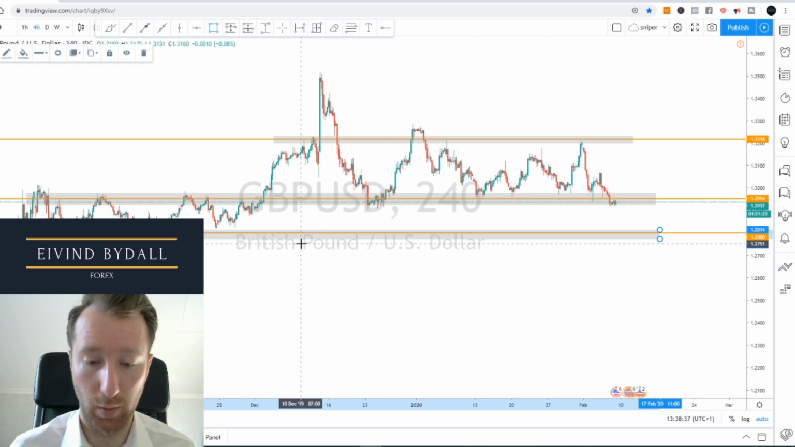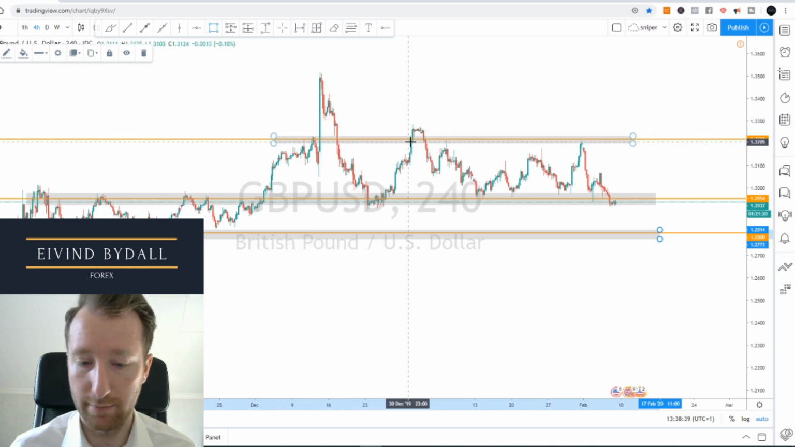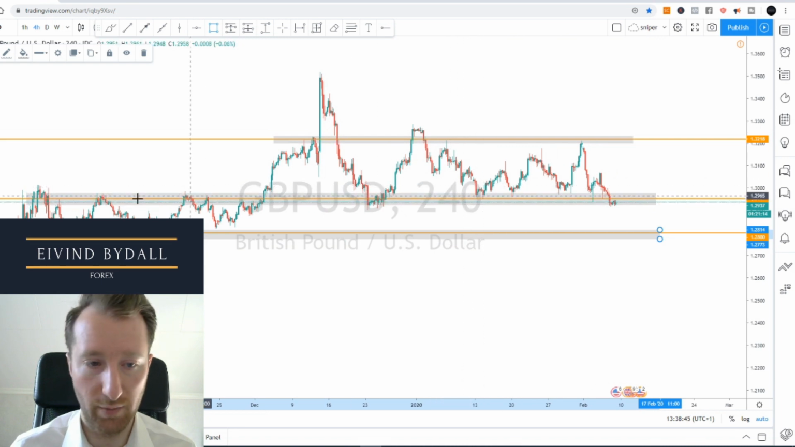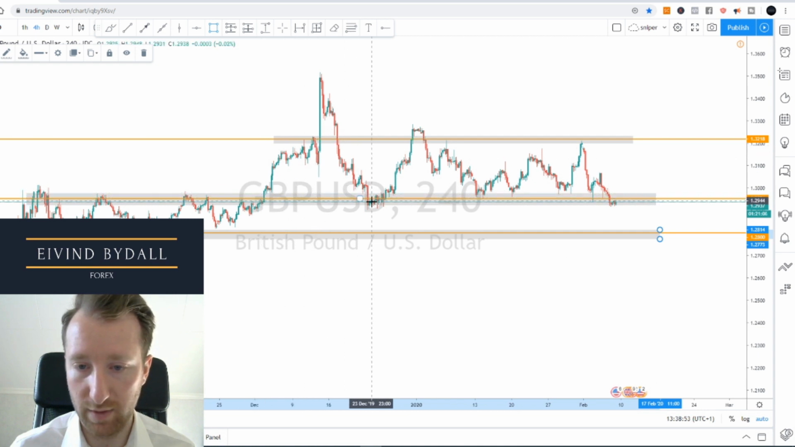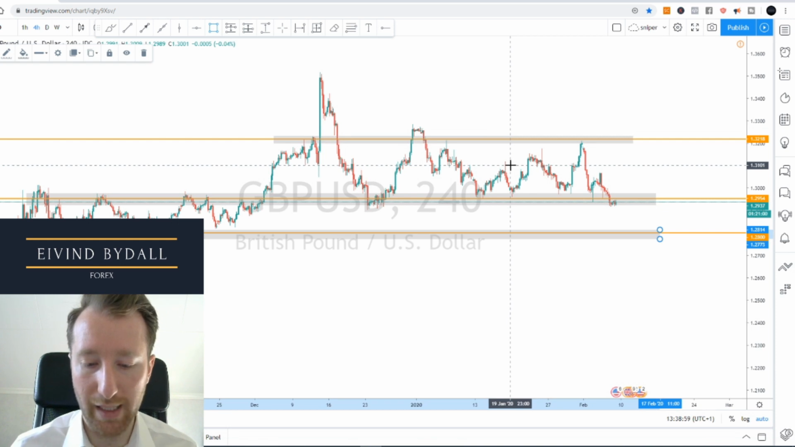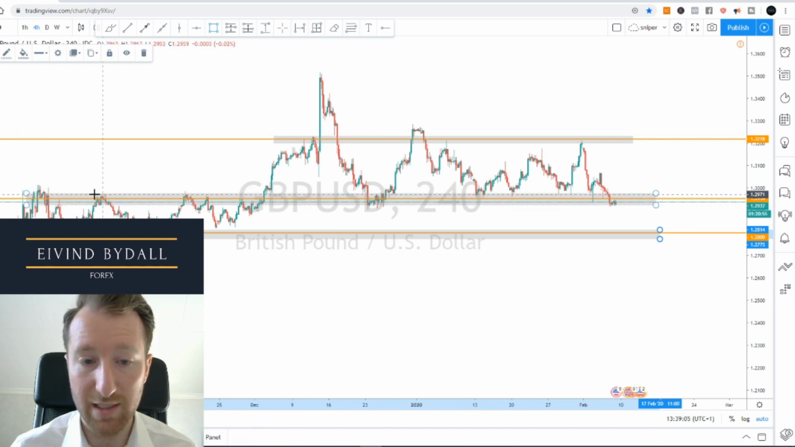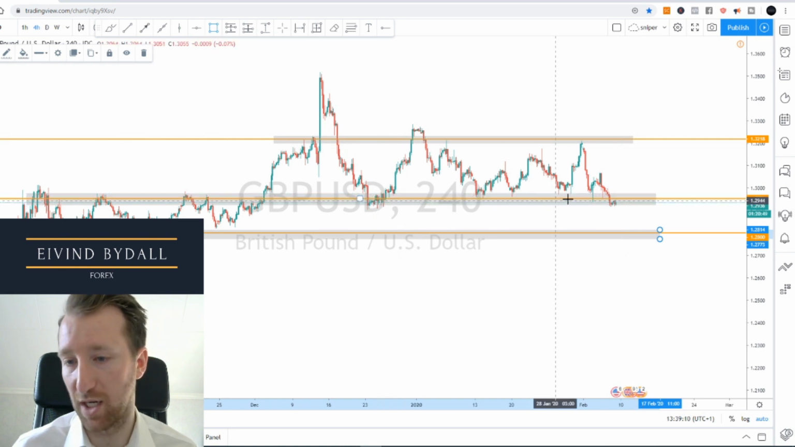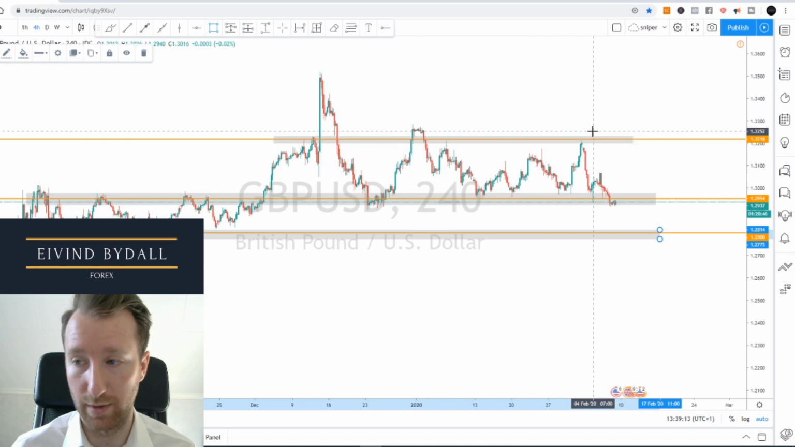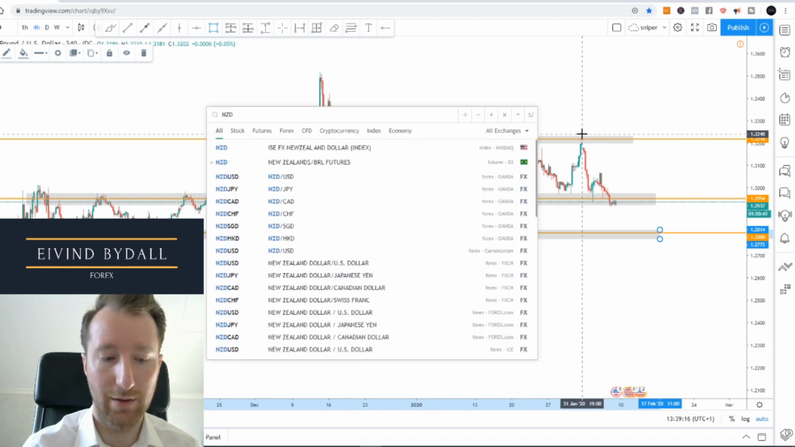So let's go through the rules again. Swing high, swing low, the level has to be obvious. It has also moved significantly from the area. It has to be both support and resistance, resistance, support, support, support. And recently rejected. This is very recent. Okay, let's go to the next one.